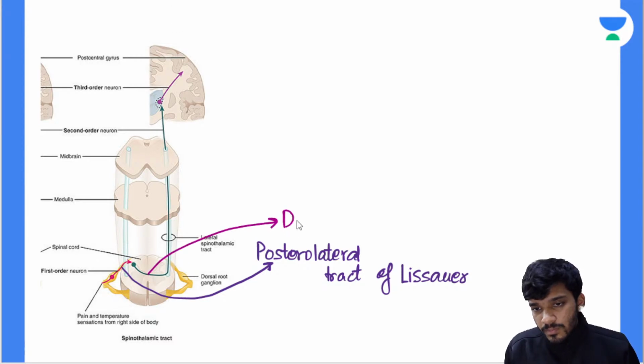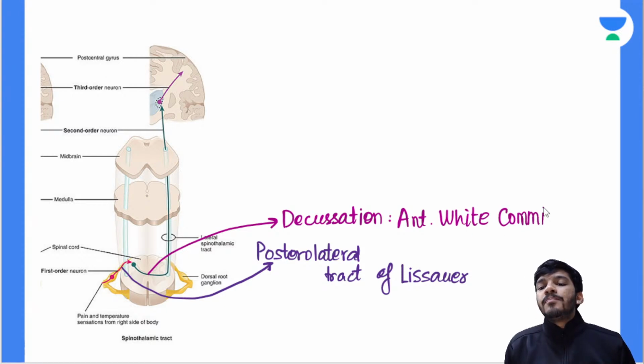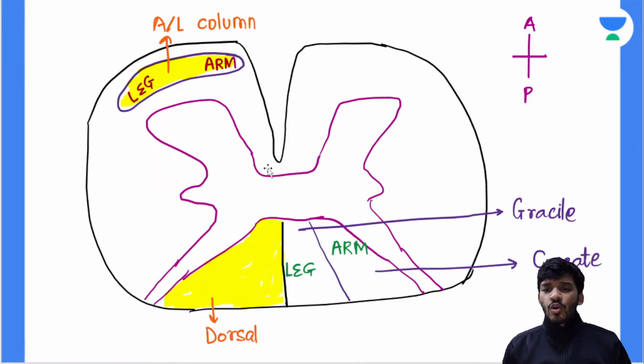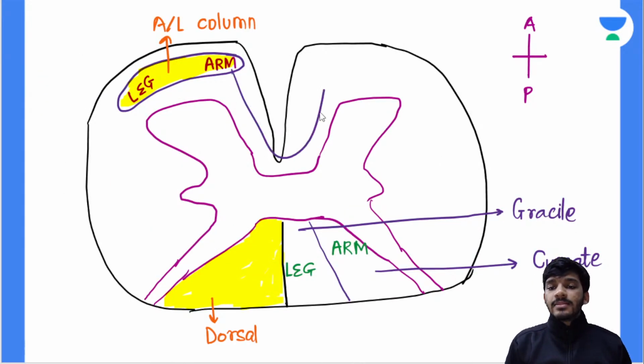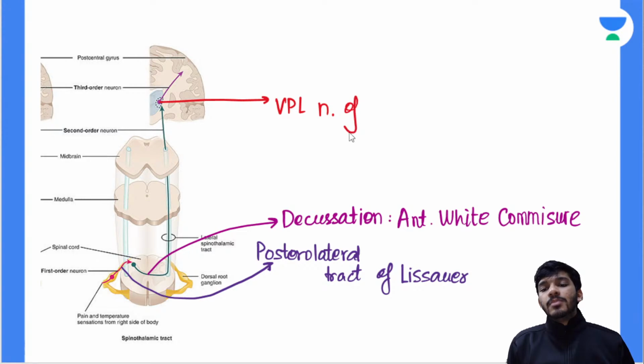Decussation. It occurs in the anterior white commissure. Remember, in the spinal cord, we had left some place in between the gray matter and the anterior horn, right? So in this place, this is where the crossing over is taking place, right? Like this, the crossing over takes place. So this is the place where I was telling you that there is some communication. Okay, so this is the decussation in the anterior white commissure. Then it ascends as the lateral spinothalamic tract. It goes to the medulla, it goes to the midbrain, and finally synapses in the ventero-posterolateral nucleus of the thalamus.